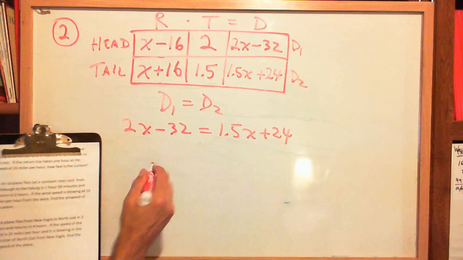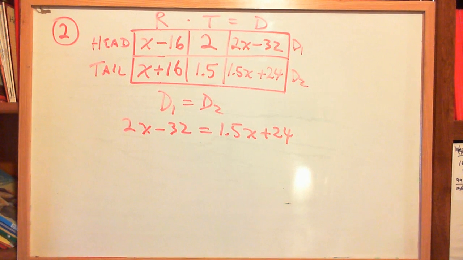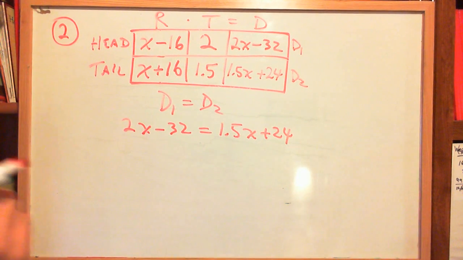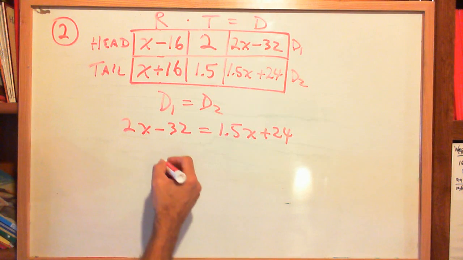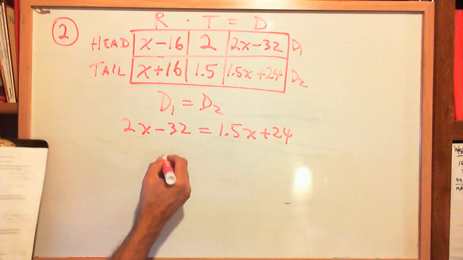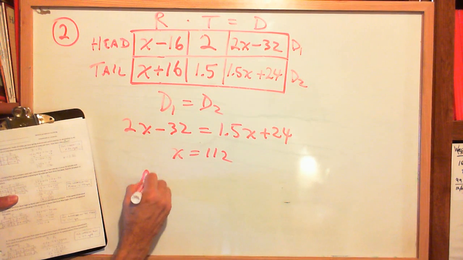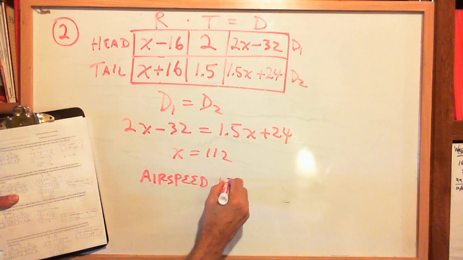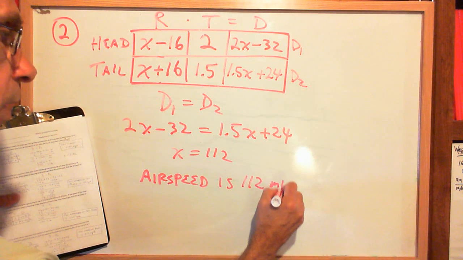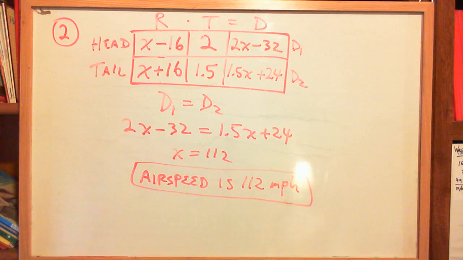You'll eventually come up with x is equal to 112 miles per hour. Sorry, where did I put my answer sheet? So you'd find out that x is equal to 112, so you'd say the airspeed is 112 miles per hour, and you put it in a box. So that solves this one.